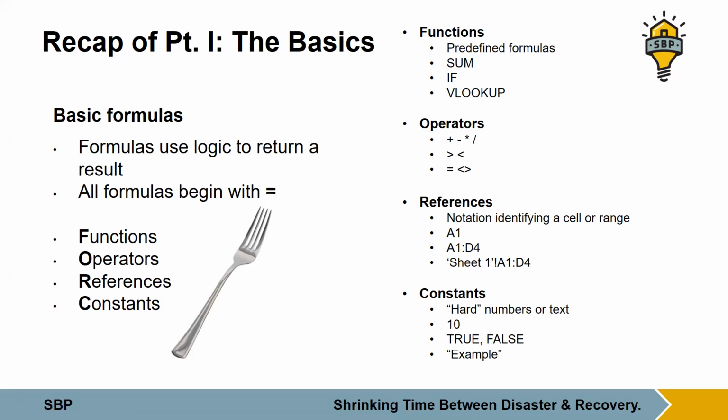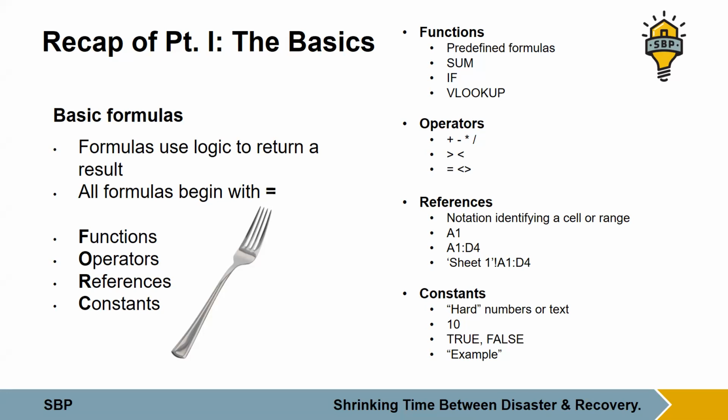Formulas use logic to return a result. All formulas begin with an equal sign. There are 4 elements that can be in a formula: functions, operators, references, and constants, and they can be used in combination. Functions are basically predefined formulas. So like when we were talking about SUM or IF, those are both predefined formulas. They have a series of steps that they'll execute in order to complete your calculation.